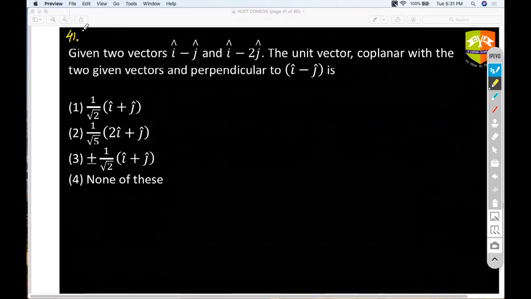No, Ritik, it would be negative 2 sine x because sine square x minus cos square x is negative cos 2x. So given two vectors, i cap minus j cap and i cap minus 2j cap, the unit vector coplanar with the two given vectors and perpendicular to i minus j.